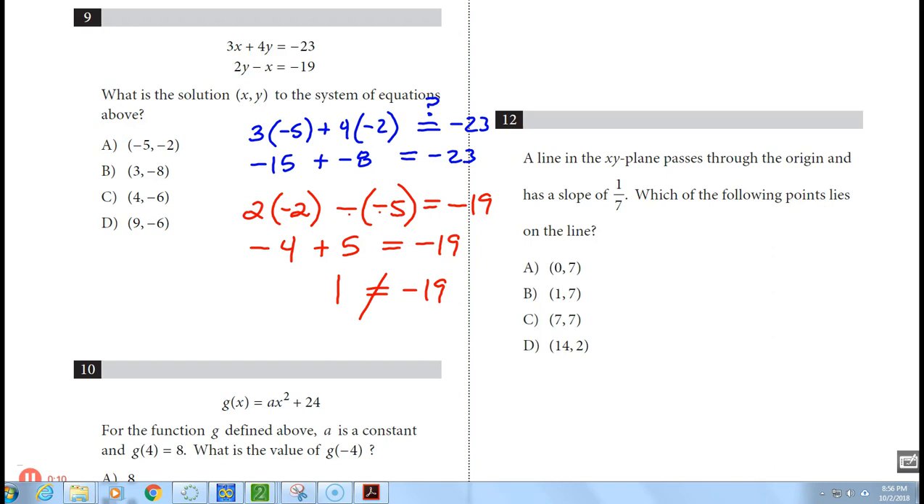So then I would have to scrap that, and then I'd have to move down to the next one. Now that is actually a lot more time consuming once you get good at using elimination. So I don't usually recommend that method unless you're in a pinch and you have no other strategy to use.